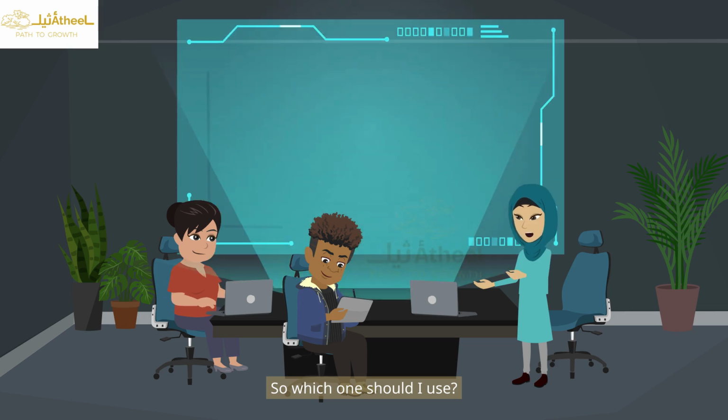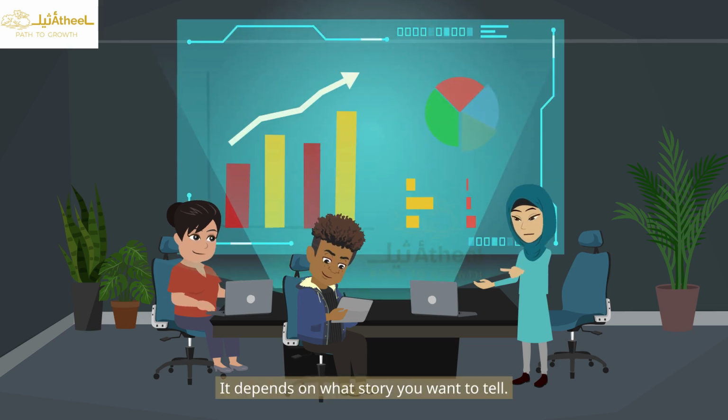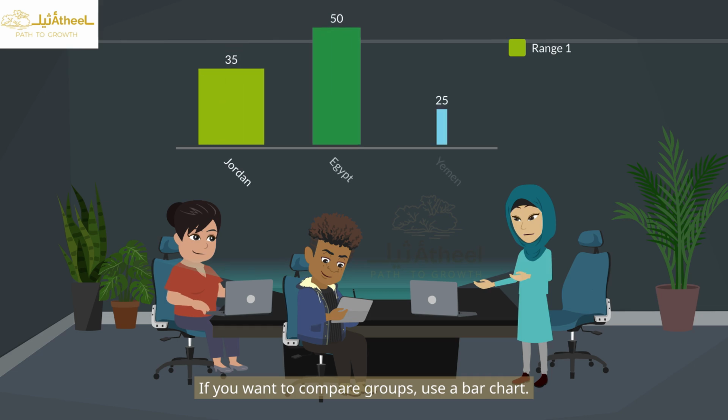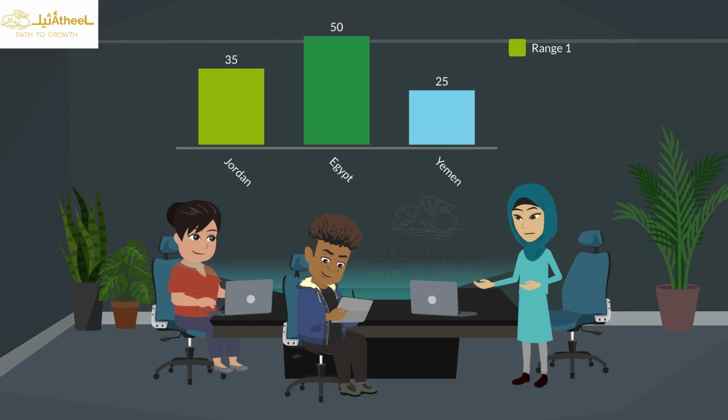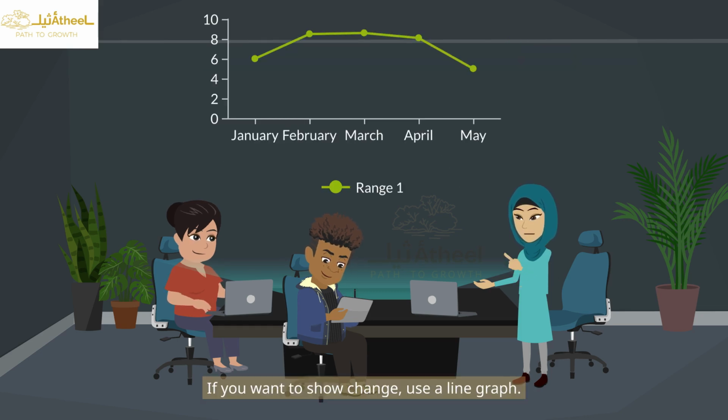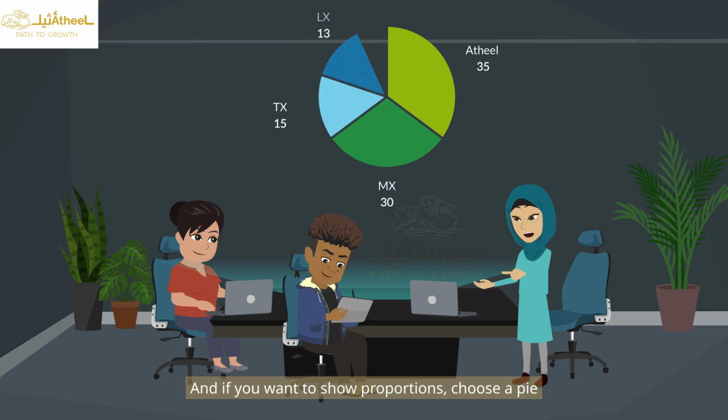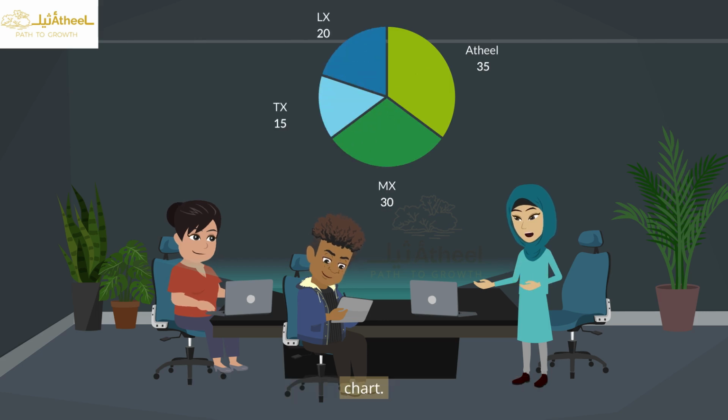So which one should I use? It depends on what story you want to tell. If you want to compare groups, use a bar chart. If you want to show change, use a line graph. And if you want to show proportions, choose a pie chart.